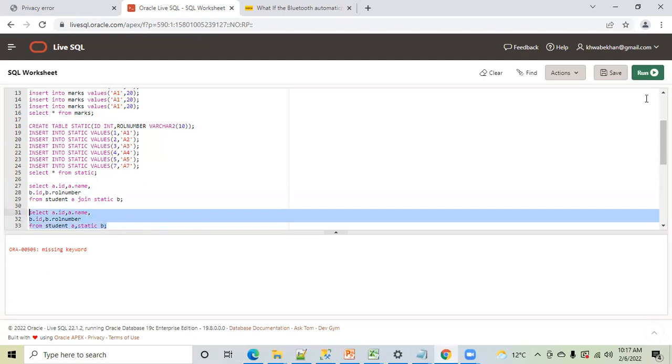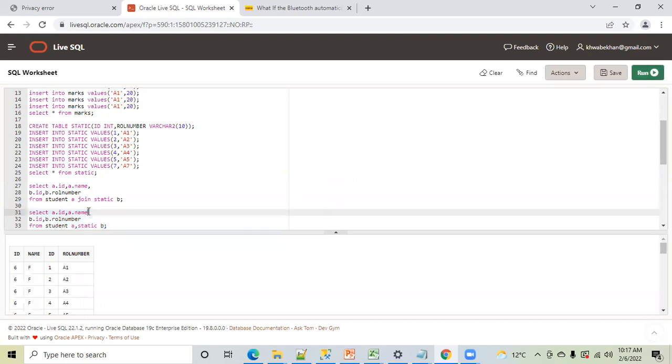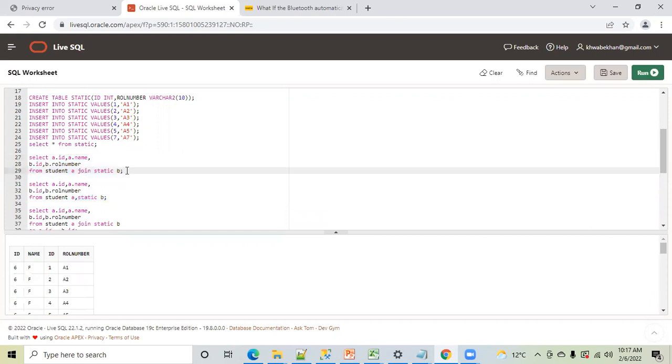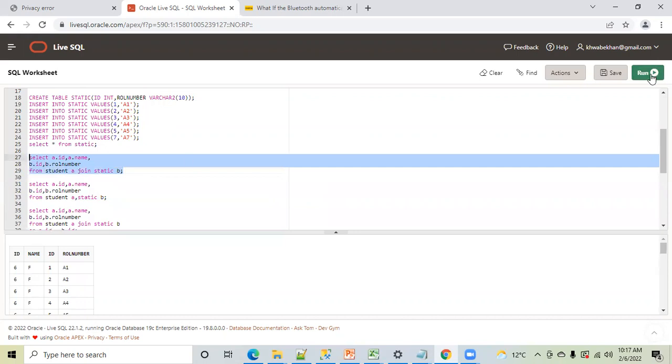Now it will run. Now it is running correctly. Don't look at the output, we will discuss what the output is. If you see these two queries, here I have mentioned I want to join a student with a static table. If you are saying that you want to join two tables, you have to mention a joining condition. If you don't have any joining condition, this will throw an error message. That is what I have shown you with the help of this query, and I hope this is clear.